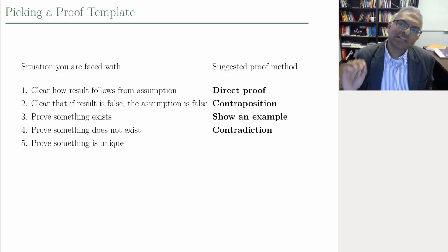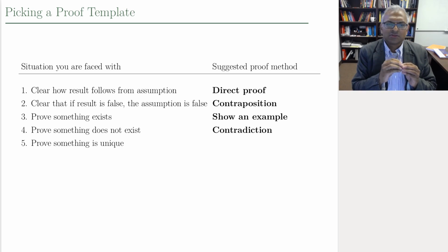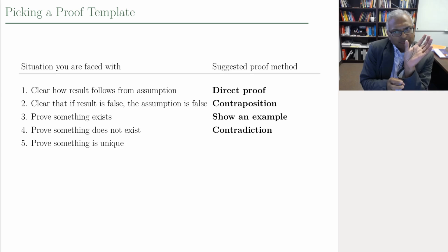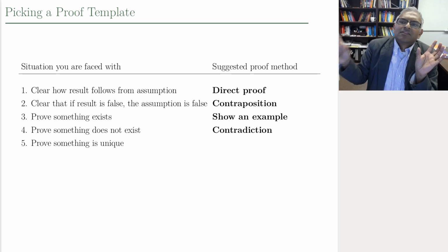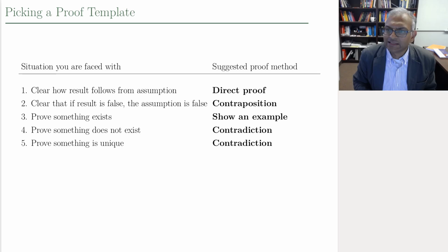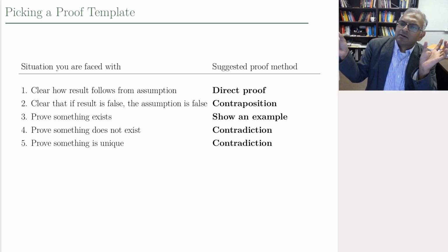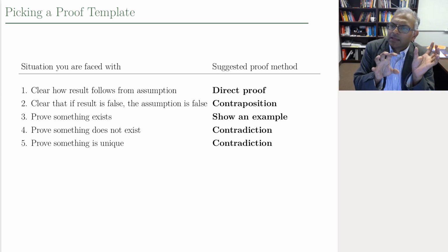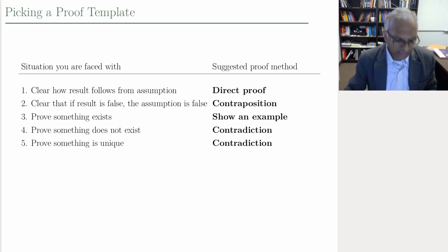Okay, you want to prove that something is unique. Again, very similar to proving that something does not exist. If you want to prove that something is unique, basically what you're saying is I have something and I want to show that there does not exist another thing like that. So you're trying to prove that something does not exist. Contradiction is a good idea. So you have something. Assume that there is another thing like that. And then come to a contradiction, which means that that assumption is false. There's no other thing like that. It means that what you have is unique.